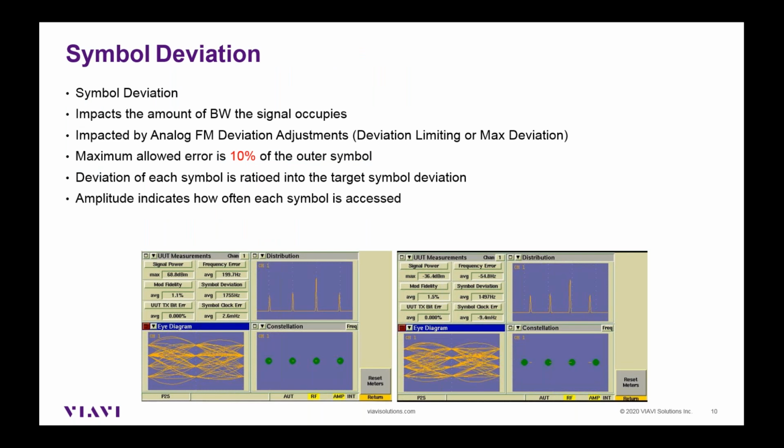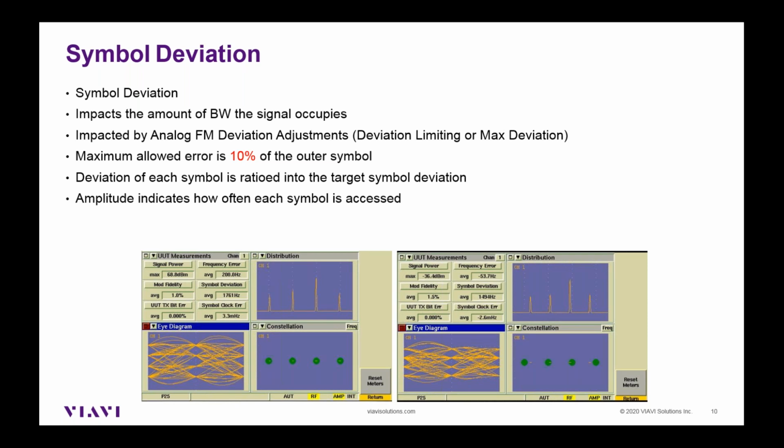Symbol deviation is another thing that can be impacted by a different deviation adjustment in a radio. Usually it's the deviation limiting or max deviation adjustment. The maximum allowed symbol deviation error is 10% of the outer symbol. So in the case of Project 25, the outer symbol is 1800 hertz, so 10% of that would be 180 hertz.